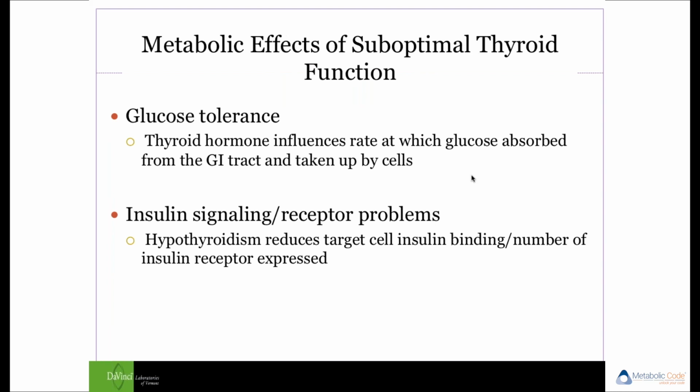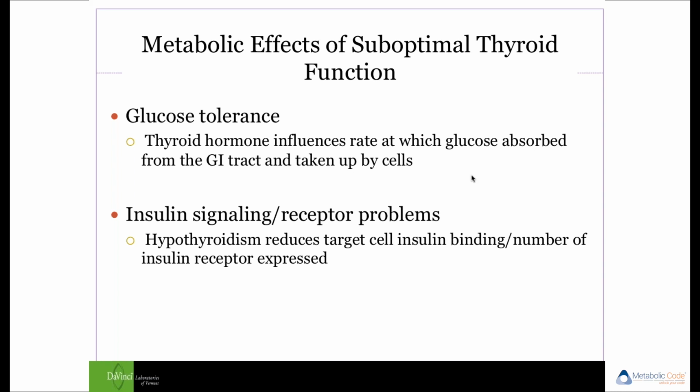So there are also metabolic effects of suboptimal thyroid function. So we know that low thyroid has been linked to glucose tolerance, meaning that thyroid hormone influences the rate at which glucose is absorbed from the GI tract and taken up by the cells, and that insulin signaling and receptor problems also arise from low thyroid, which reduces target insulin binding and number of insulin receptors expressed. So free T3 in particular is very permissive for the number of insulin receptors that are available, as well as conformationally how receptive those receptors are to insulin itself.